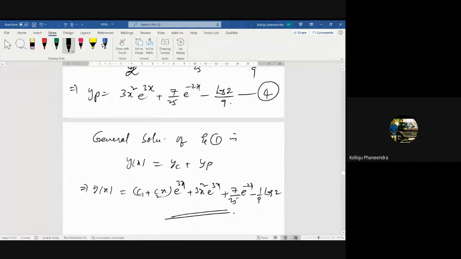I think the e power x model is clear now. Yes, sir. Yes, okay.